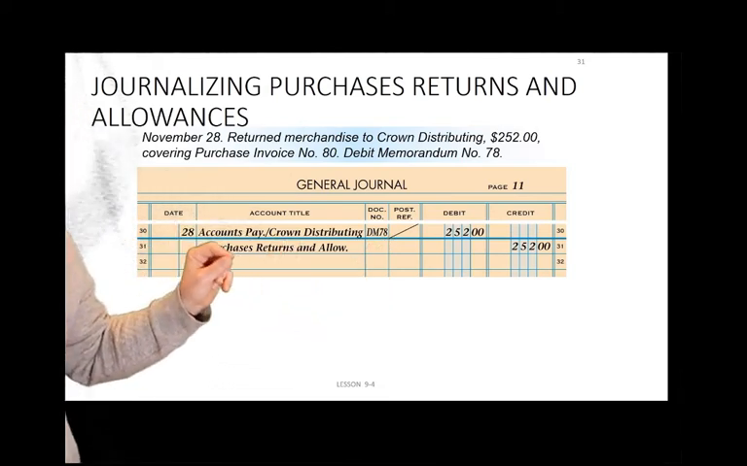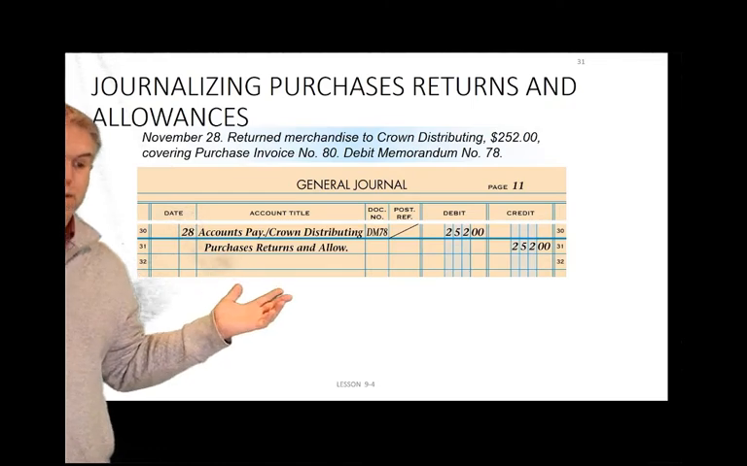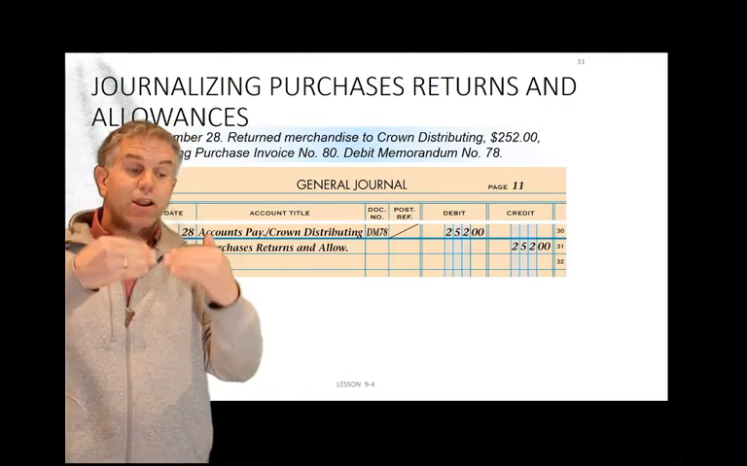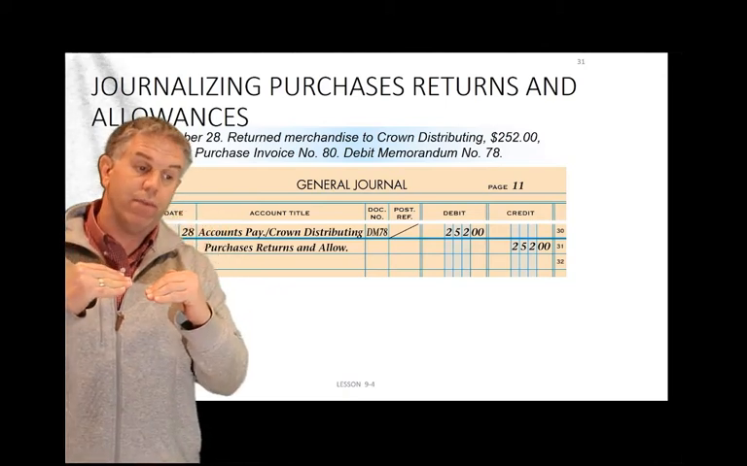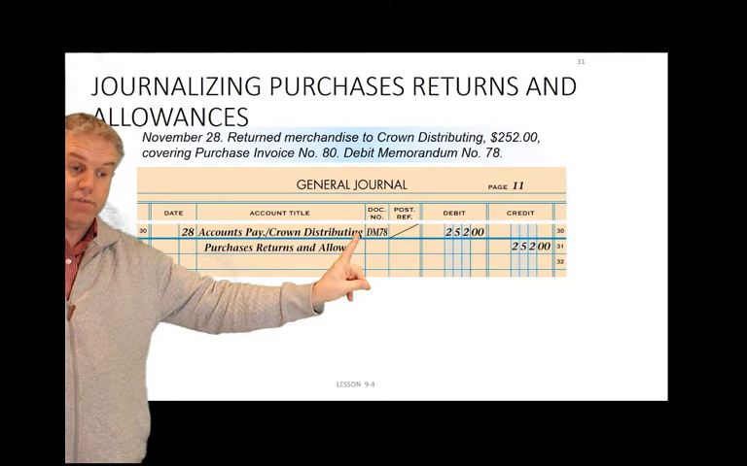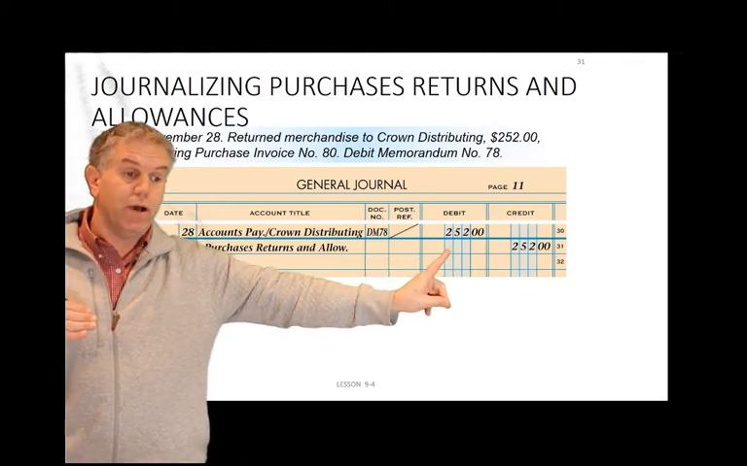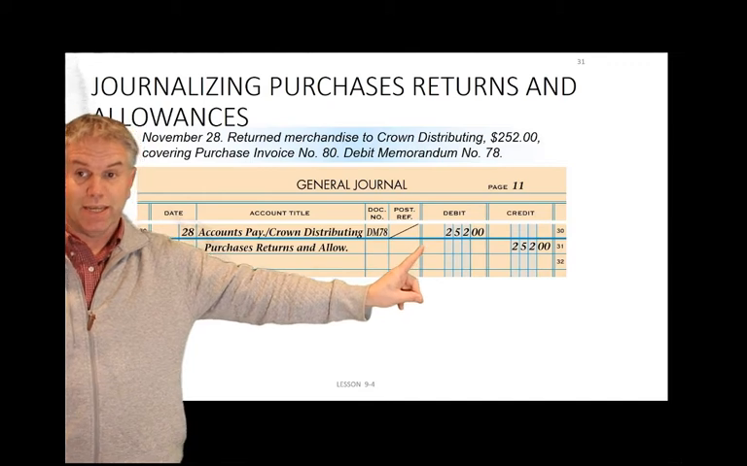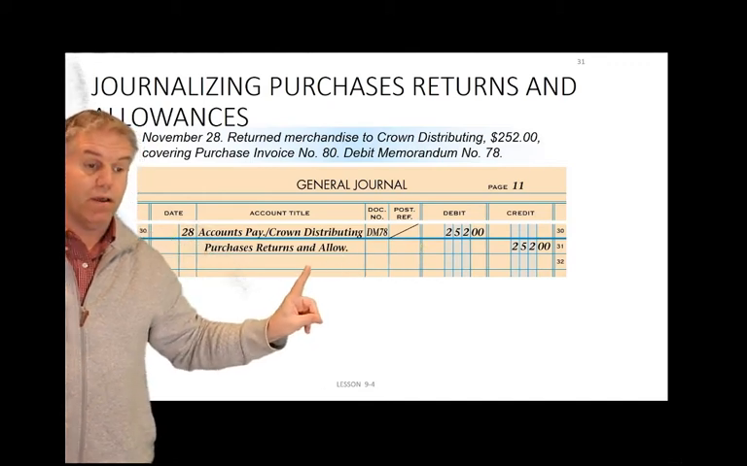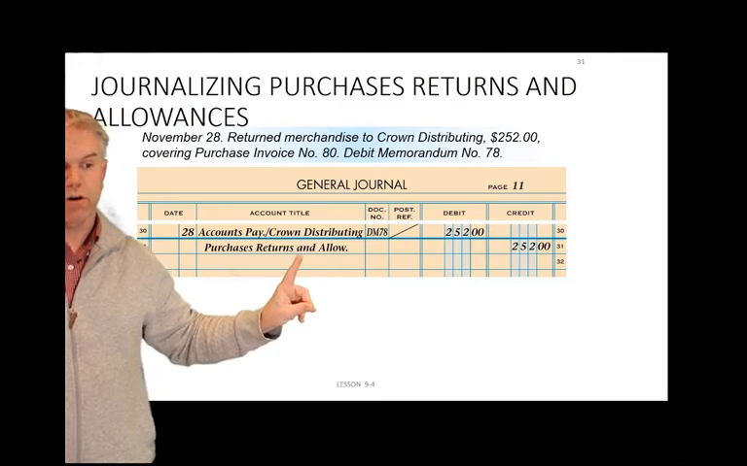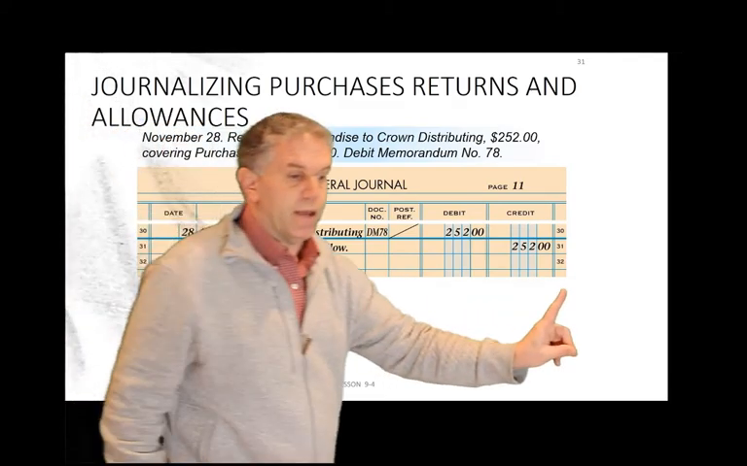I'm going to debit it 252. Why am I debiting the accounts payable? Because I don't owe 252 anymore. I need to take that off the total amount that I owe them. So therefore, I'm lowering that accounts payable, and I don't owe as much. I owe $252 less than what I previously did. Now, I didn't pay cash. How did I lower it? Because I have a purchase return and allowance, and I'm going to credit that.